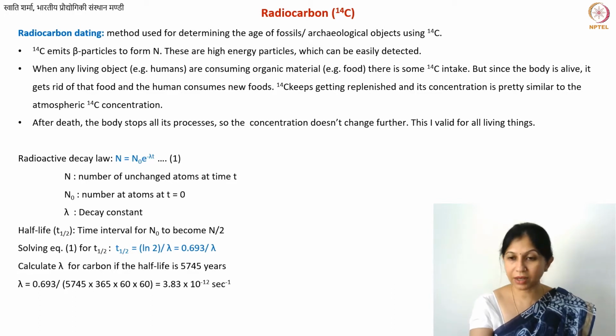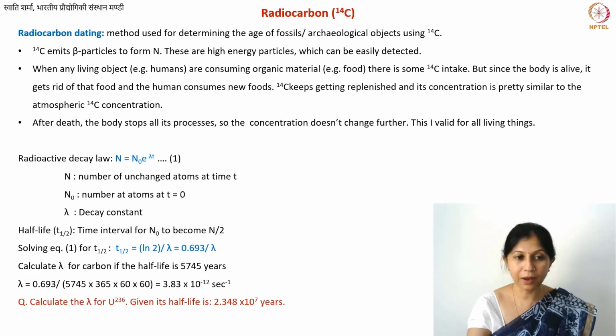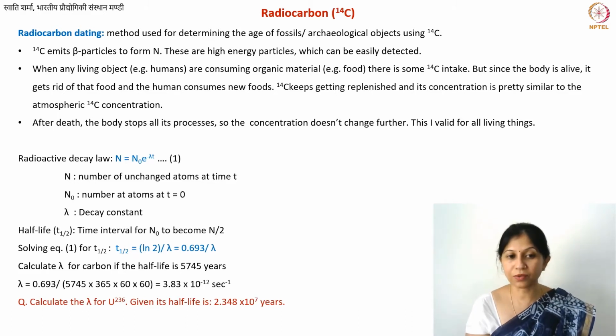The only thing I've done here is convert from years to seconds, because the unit of lambda, the decay constant, is per second. This is how you can calculate the radioactive decay constant for any element. For example, you can also do it for uranium-236, and you can do it for many other elements if you know the half-life.